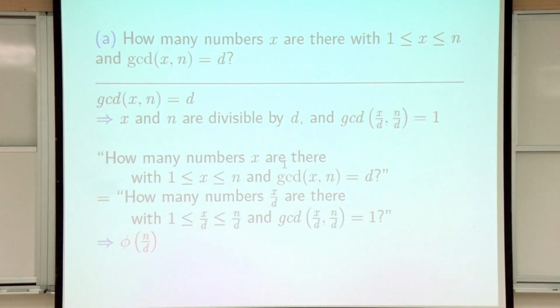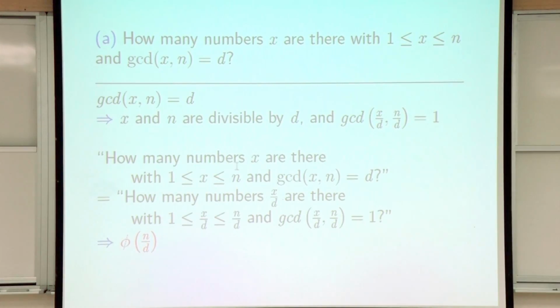So for the first part, how many numbers x are there with 1 less than or equal to x, which is less than or equal to n, and GCD(x, n) equal to d? So we know that GCD(x, n) is equal to d. Then x and n are both divisible by d, and GCD(x divided by d, n divided by d) is equal to 1.